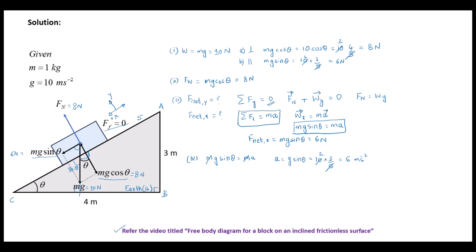Just one side observation. Since the value of sine theta will always be less than 1 in the first quadrant, the value of acceleration will always be less than g. g is given as 10. So keep track of it, that all your values are agreeing with the expected value ranges. So 6 is less than 10.